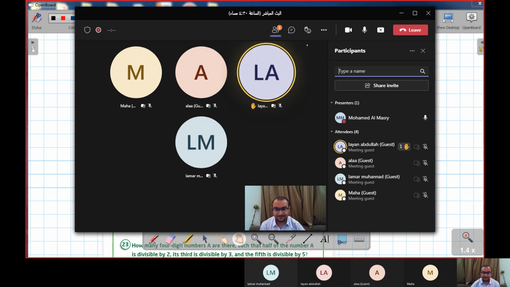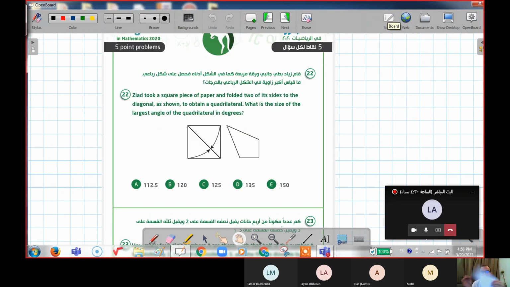Okay, someone write something. Layan, do you have anything? I have an answer. Yalla, Layan. So I think the measure of the first angle is 45, and the other one is 90. Okay, if you notice, this one is 90, and this one is 45.